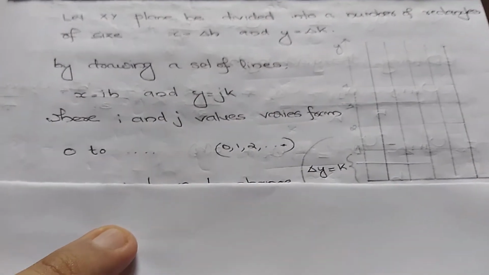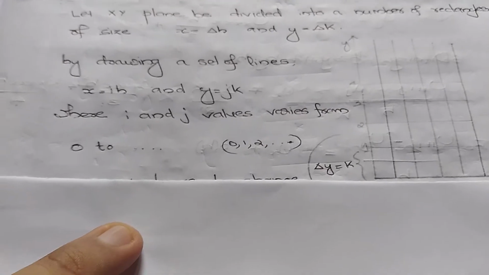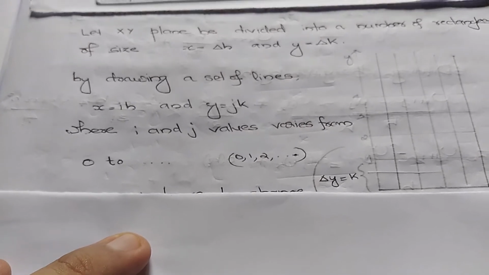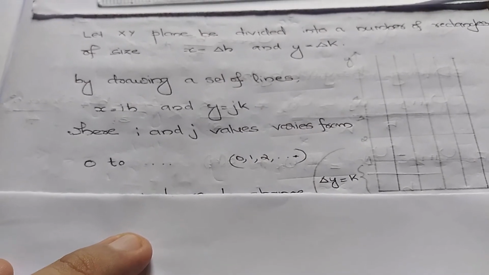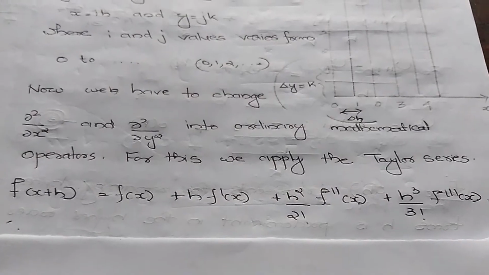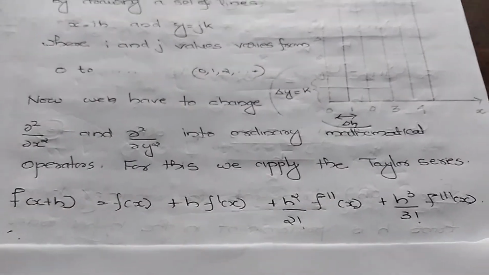So the mesh or grid like structure of the finite difference form is shown in this figure, and you can see the representation. In order to change to finite difference form, the partial derivatives also have to be changed to finite difference form. So dou square u by dou x square and dou square u by dou y square also have to be changed to ordinary forms. In order to change this, we use the Taylor series expansion.